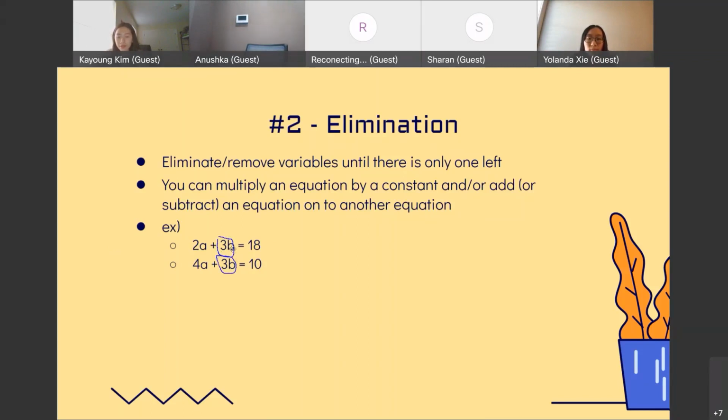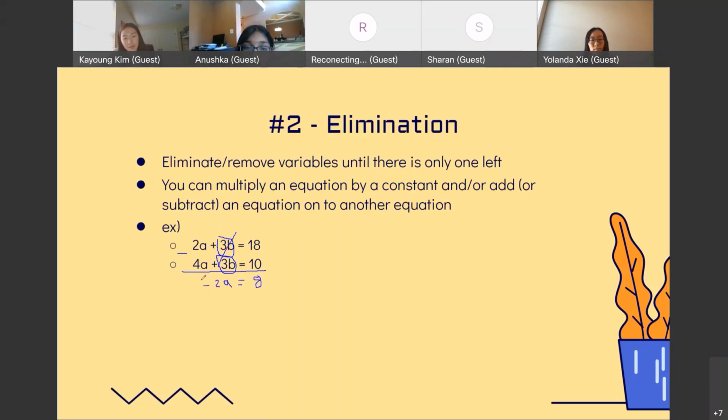So I'm allowed to subtract an equation from another equation. So I'm going to subtract this whole equation, the second equation, from the top. And if I subtract, on the right-hand side, 18 minus 10 is 8. On the left-hand side, 2a plus 3b minus 4a plus 3b, so these would cancel out. And I'd be left with negative 2a equals 8.